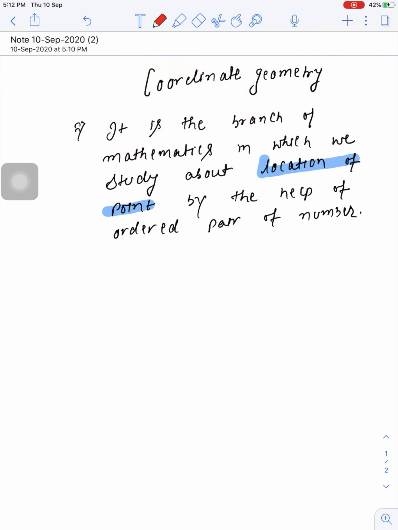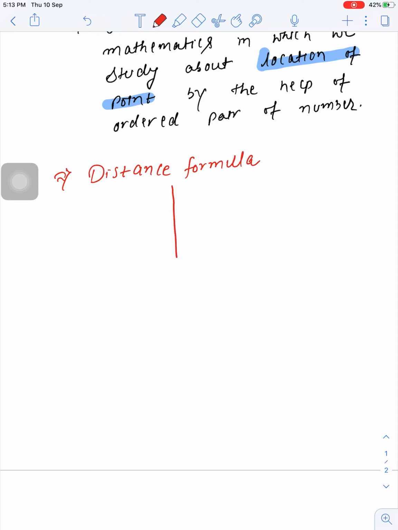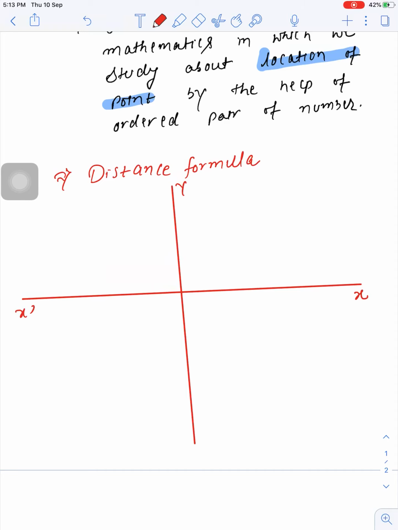So going with the syllabus, the first new thing which we have to read in class 10 is distance formula. You people are aware of what this is. This is a vertical line and this is a horizontal line. But in coordinate geometry, we call this the x-axis and this the y-axis. This is x dash and this is y dash. This is the point of intersection which is called origin.